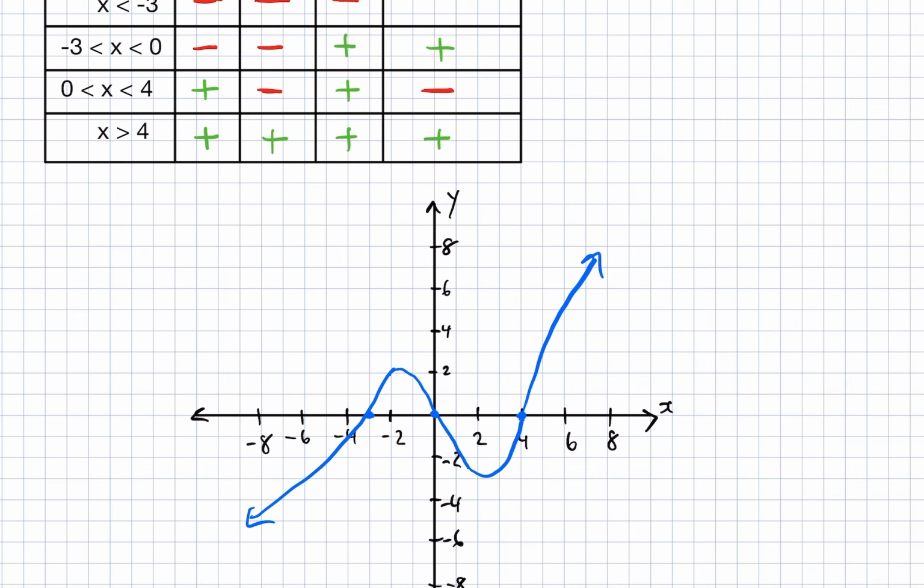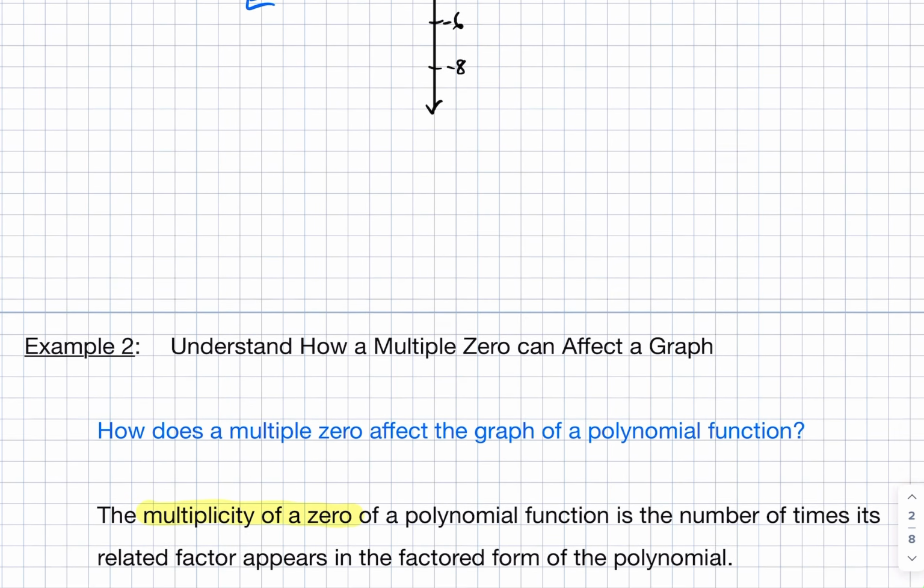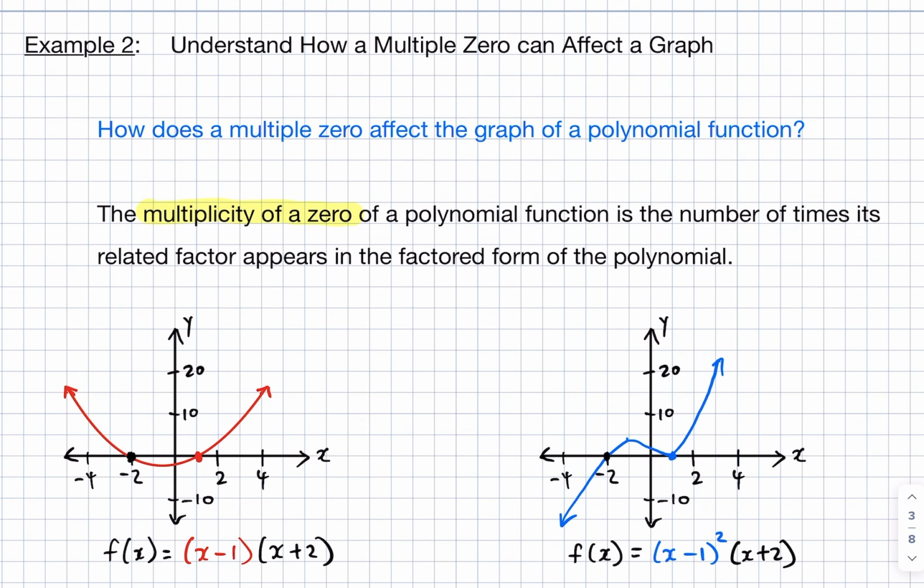Now, what I said earlier is that we're not concerned about how high or how low this function goes along the y-axis. Okay, that's not the purpose of this particular approach. All we want to know is what direction is it coming from, where the x-intercepts are, and we use that information to graph this function. Okay, so let's move on to the next example.